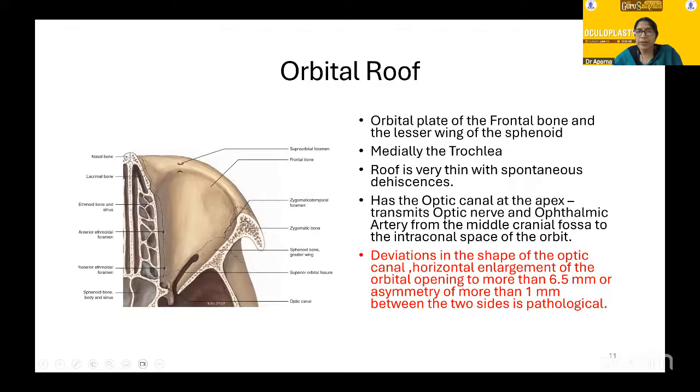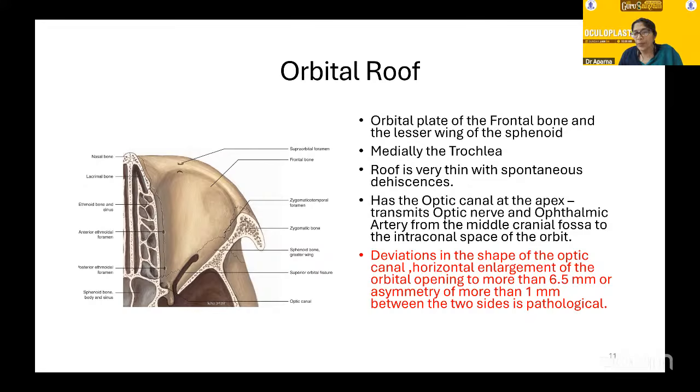Coming on to the orbital roof, the orbital plate of the frontal bone and the lesser wing of the sphenoid are the bones which form the orbital roof. So, a few features of the orbital roof. Medially, there is the trochlea. Laterally, there is a fossa for the lacrimal gland. The roof is very thin, and sometimes spontaneous dehiscence can be seen in the roof.